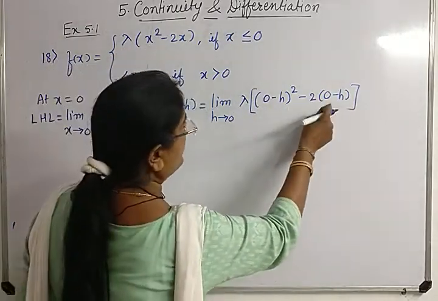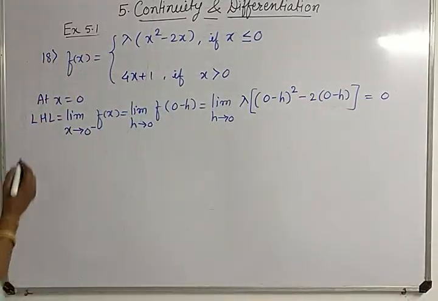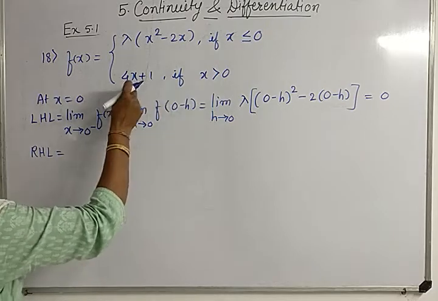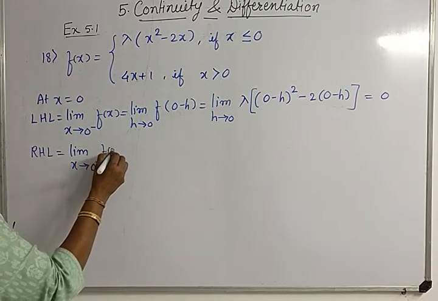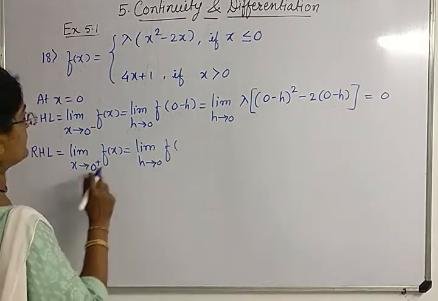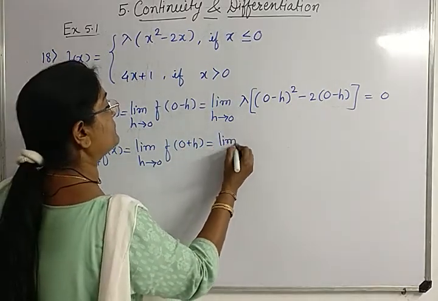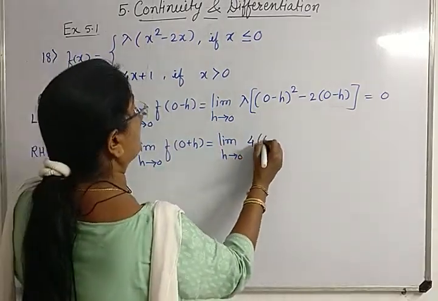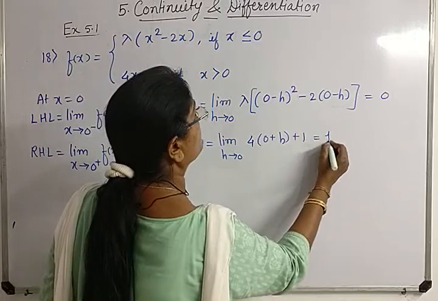Now it is 0 into lambda, it will be 0. Then right hand limit: for the right hand limit the function is this one, that is limit as x tends to 0 positive of f of x, equal to limit as h tends to 0 of f of 0 plus h, equal to limit as h tends to 0 of 4 into bracket 0 plus h plus 1. Now 0 into 4 is 0, 0 plus 1 is 1.